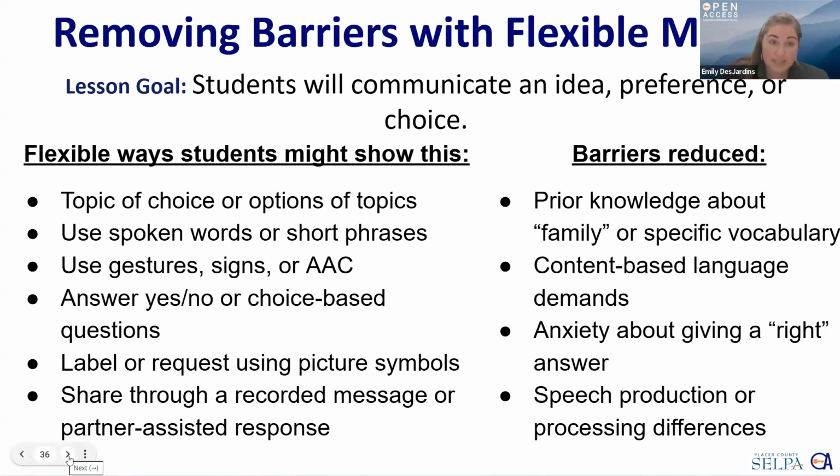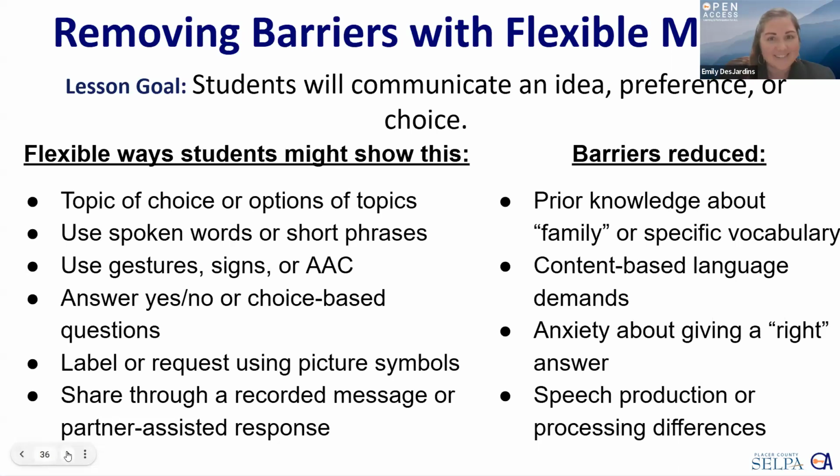So this is really just an example, but some of the barriers we're reducing here are that prior knowledge about family, really that content-based language demands, because there's a lot we're asking of students when they're sharing information about vocabulary. They have to know a lot to be able to share information about content. Anxiety about giving a right answer. Maybe that's speech production or processing differences, right?